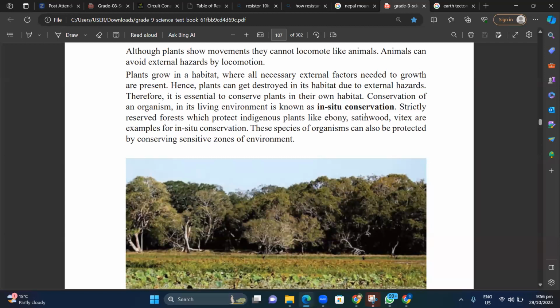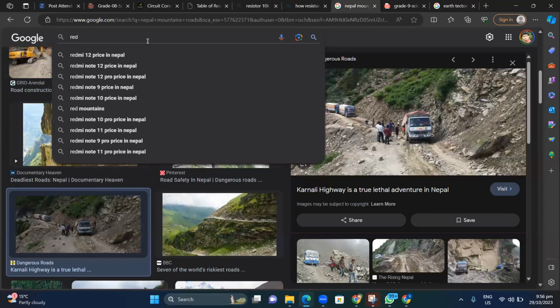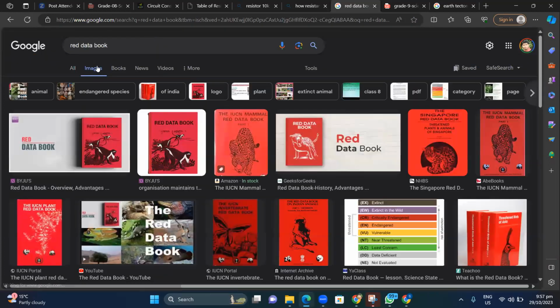Why am I forgetting all this? Red book? Just red book? Red data book, sorry. Red data book. I used to forget these things. Okay, there's something called the red data book.